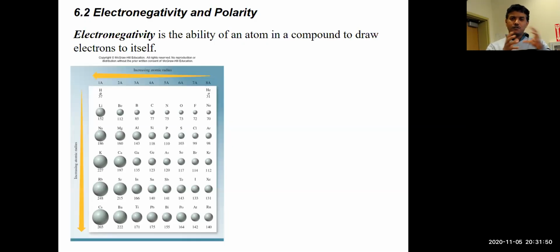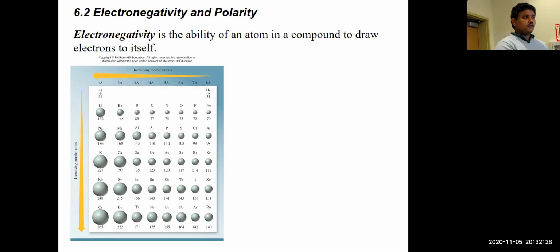Before I introduce you to the actual trends in electronegativity, I want you to make a logical connection between atomic radius and electronegativity, because it sticks with you if you make a connection like this. The table that I'm showing here is for the atomic radius trends. We already learned that atomic radius increases from right to left and increases from top to bottom.